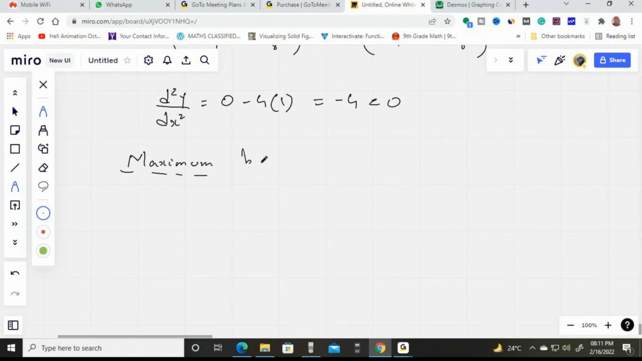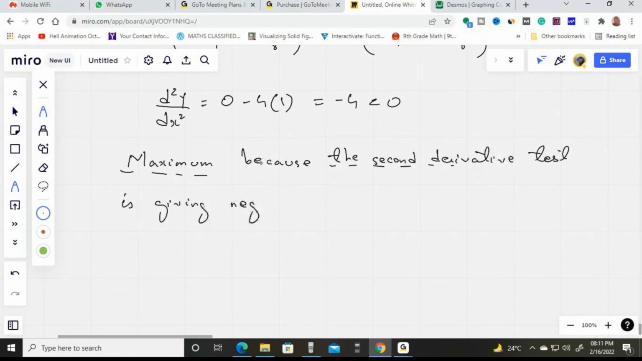because the second derivative test is giving a negative result or negative answer, whatever you want. That's how you write. Finish, one mark, all yours. That's it.